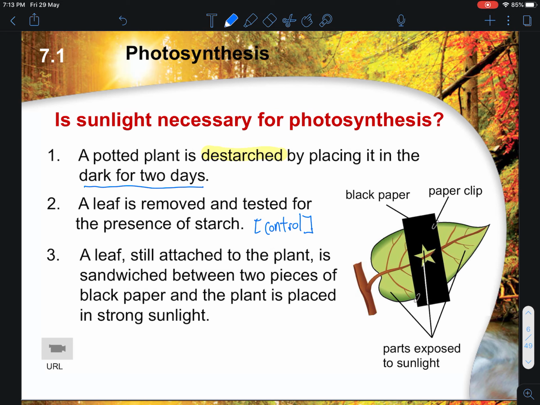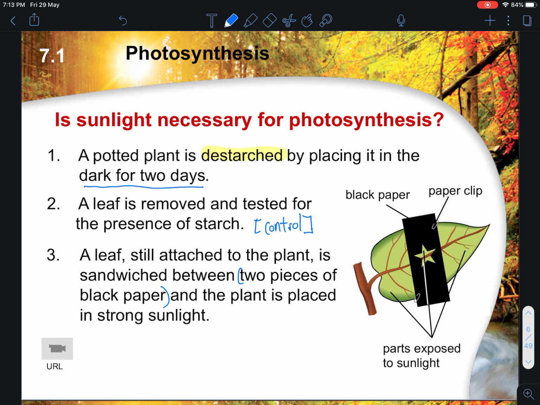As photosynthesis cannot occur, no glucose will be produced. No glucose is produced, no glucose will be converted to starch. Okay, so that's point number 2. Number 3 is using another leaf, usually sandwiched between two pieces of dark paper. And this is actually placed in strong sunlight.